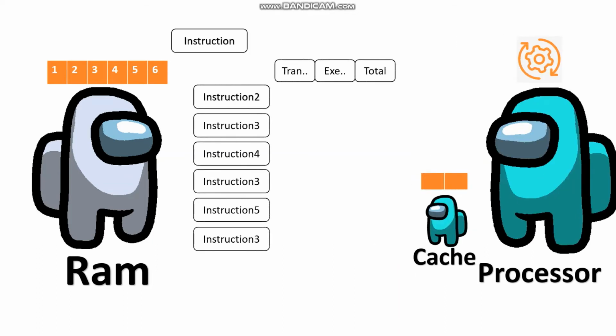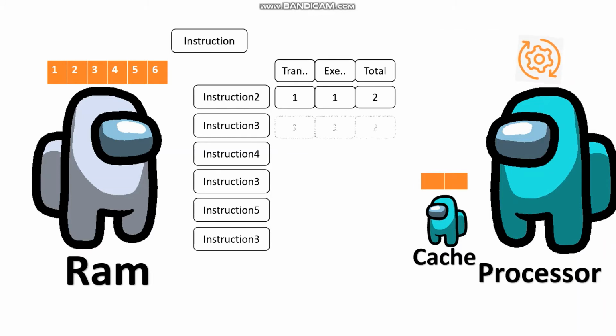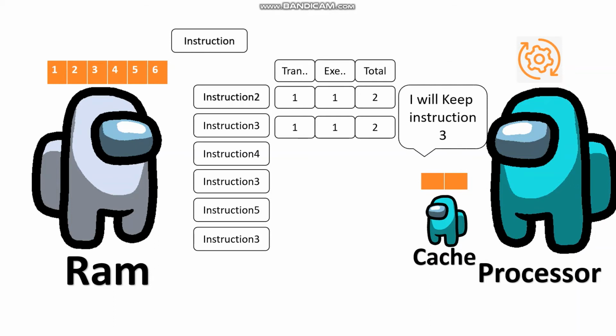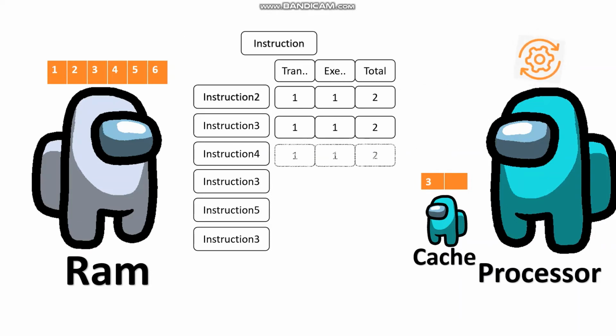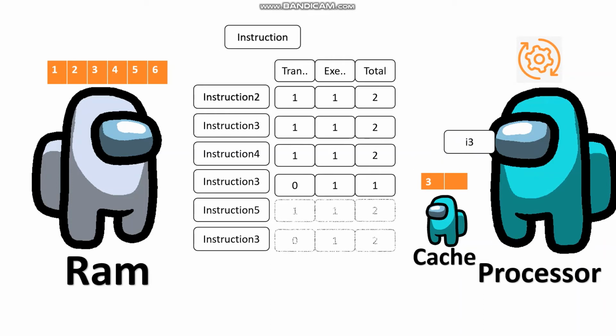So let's go back to our example. This instruction number 2 will take 2 seconds for the transfer and execution, and again 2 seconds for instruction number 3 to be transferred and executed. But this time the cache memory will save instruction number 3 as it is required to be executed multiple times. Now again instruction number 4 will take another 2 seconds, but when instruction number 3 is required to be executed again, the cache memory will send the instruction to the processor, basically eliminating the time of transfer from RAM to the processor. So execution of this instruction number 3 will take just 1 second, and so on.